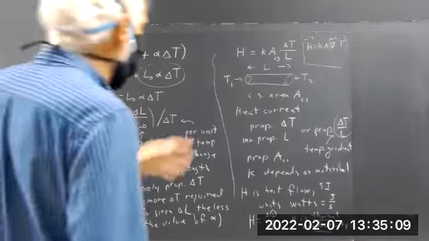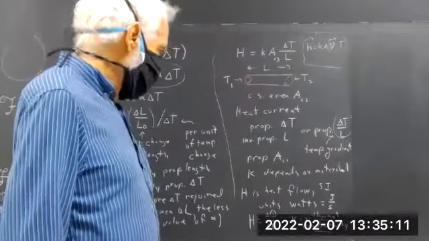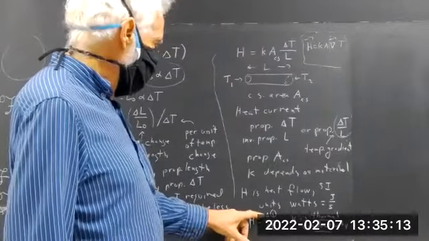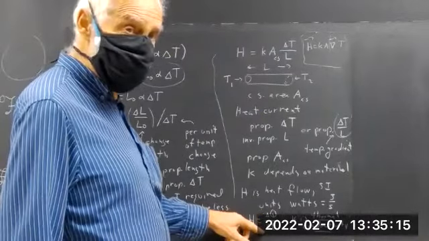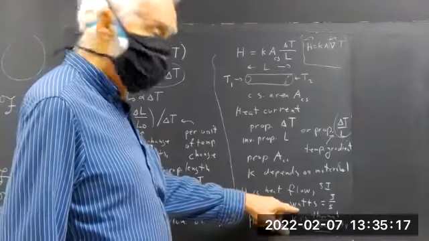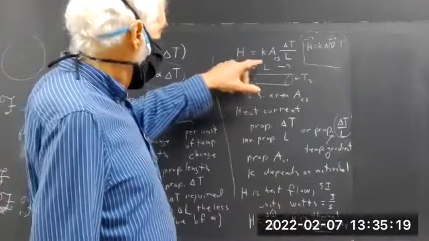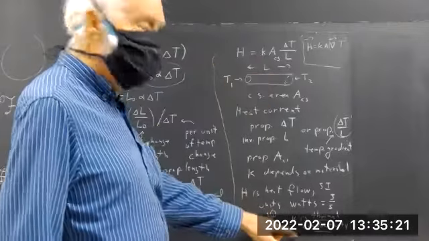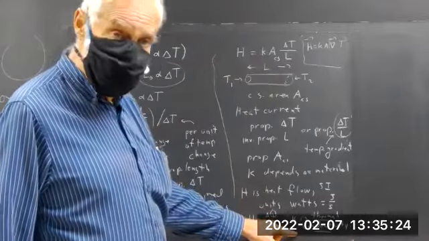Okay, again, this is what we have. H ultimately has units of energy flow per unit of time, or watts. Okay, and K is what we call thermal conductivity. It depends on the material.